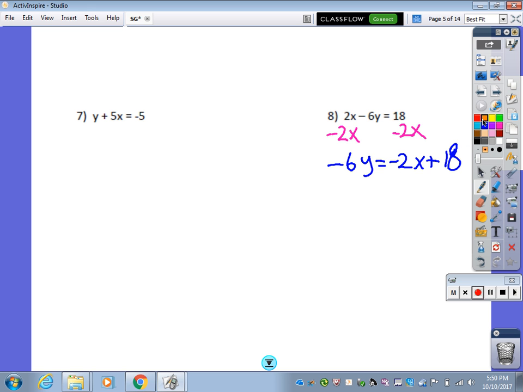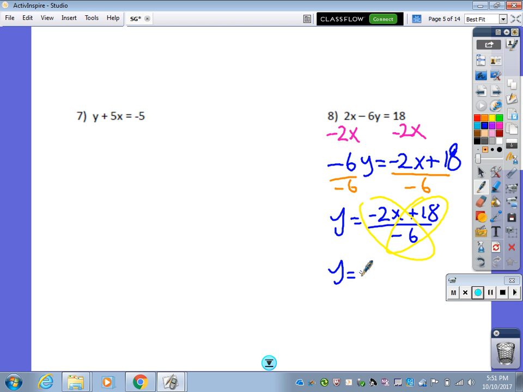Next, I want to divide each side by negative 6. We will have y is equal to negative 2x plus 18 divided by negative 6. I will assign my denominator to both of the numerators and simplify. Y is equal to negative divided by negative is positive. 2 and 6 can simplify to 1/3 x. Positive 18 divided by negative 6 is negative 3. Adding a negative is subtraction. This will be our final answer.